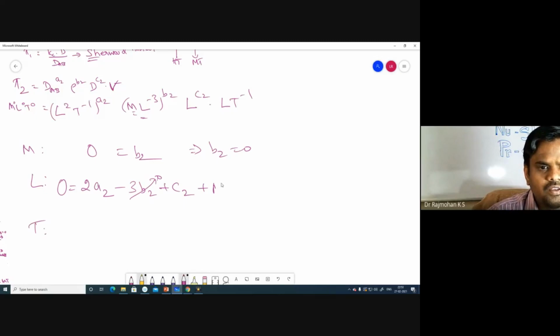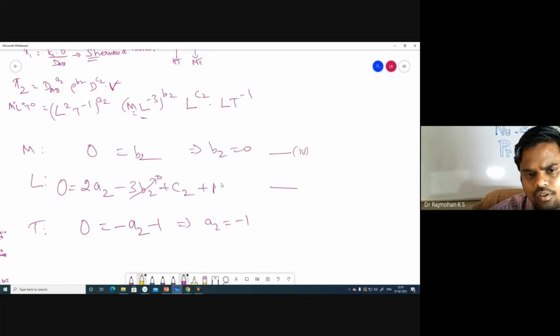If you compare the exponents of dimension T, the left hand side is 0. So 0 is equal to minus a2 minus 1. That means a2 is equal to minus 1. Okay, so let it be equation 4, already we wrote 1, 2, 3, let it be 4, let it be 5, and let it be 6.